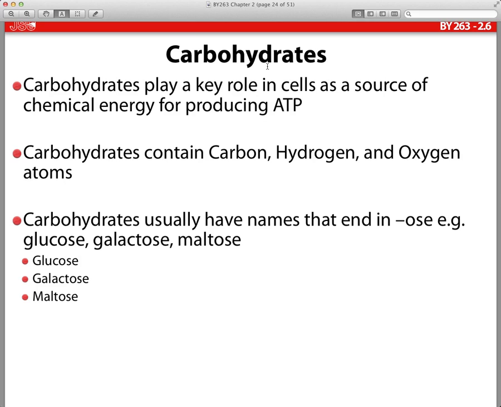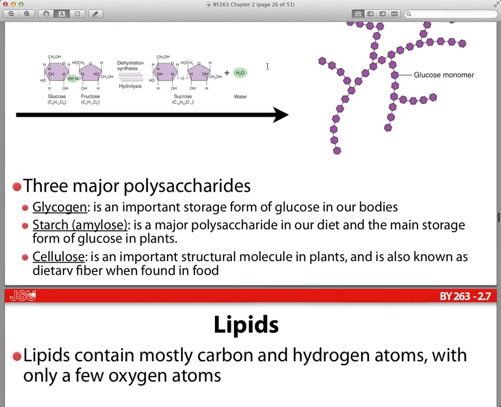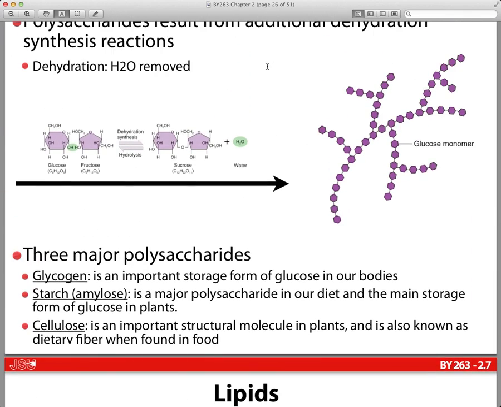Why is that important? That oxygen is going to make carbohydrates very polar. Makes it polar. What do you see? It goes into solution in water. These are examples of polysaccharides: glycogen, starch, and cellulose. More important for us is glycogen. We're going to store glucose in a long chain called glycogen.